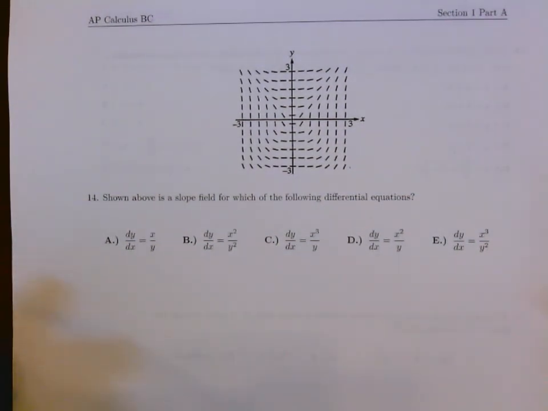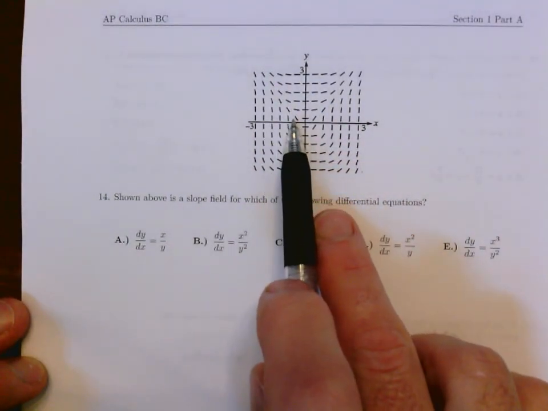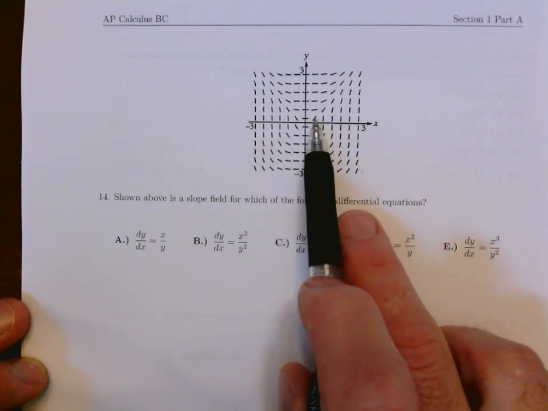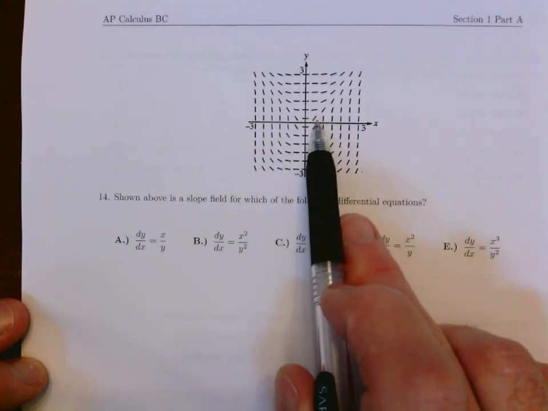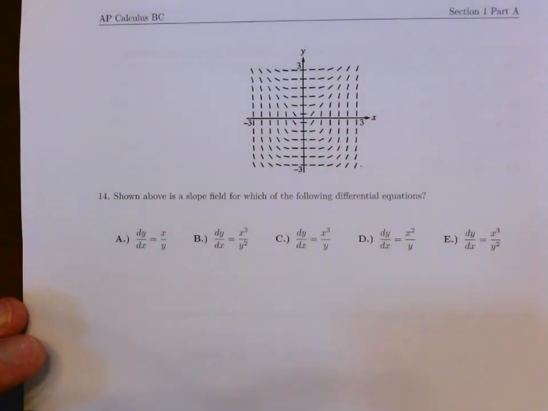So shown above is a slope field for which of the following differential equations. Remember, in a slope field, each one of these points gives you what the slope would be at that point. For example, at (1, 1), maybe right in here, it looks like it might have a slope of about 1. I'm going to give you some unnecessary information, but I'm going to walk you through what my thought process is.